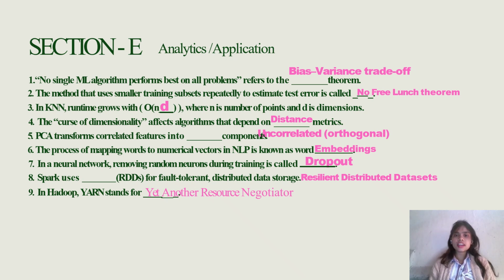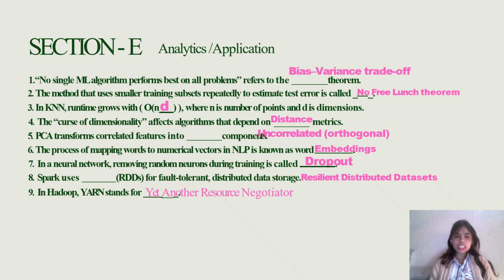Section E. Analysis and application. First, no single ML algorithm performs best on all problems refers to the no free lunch theorem. Second, the method that uses smaller training subsets repeatedly to estimate errors is called cross validation. Third, in KNN, runtime grows with O(nd), where n is number of points and d is dimensions. Fourth, the curse of dimensionality affects algorithms that depend on the distance matrix.